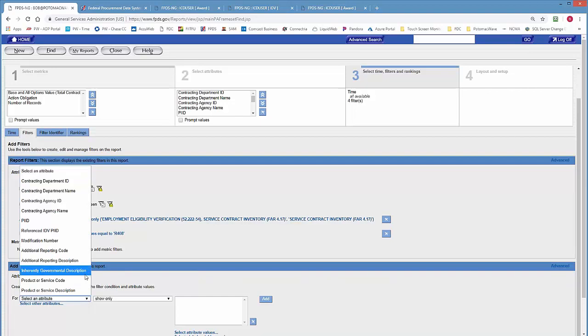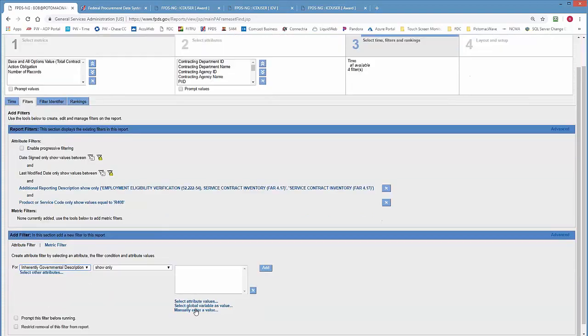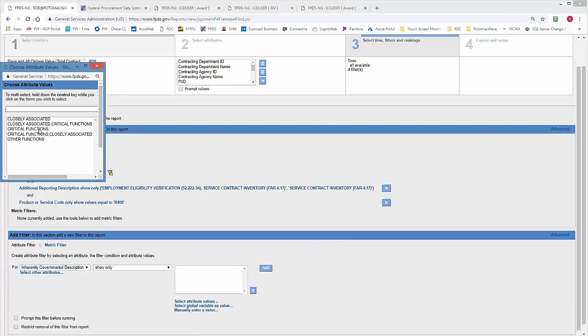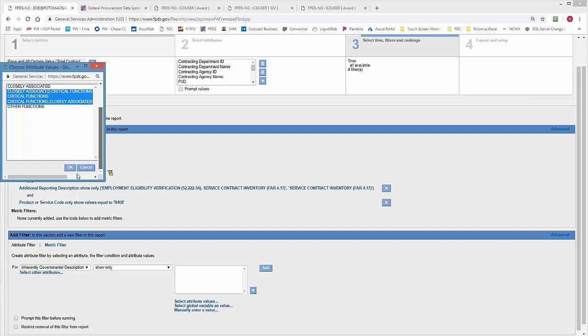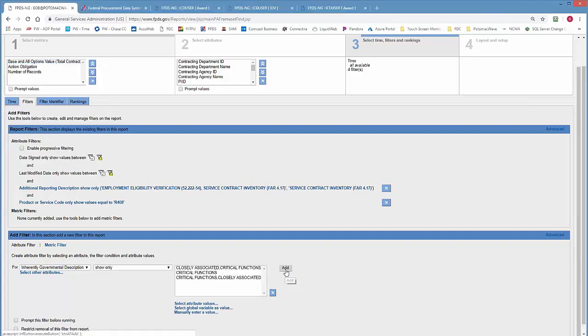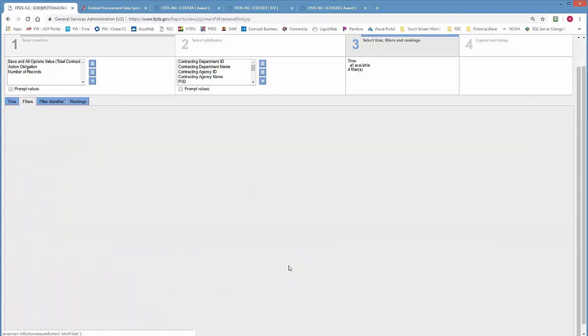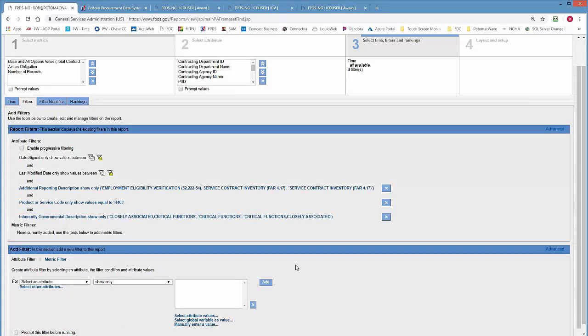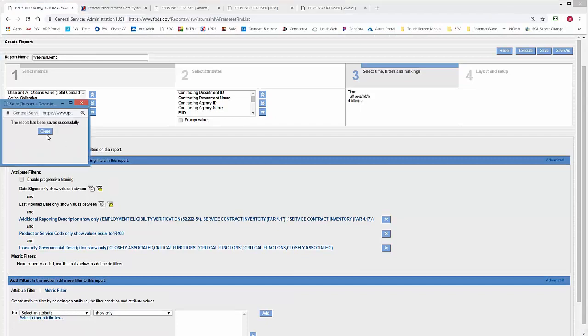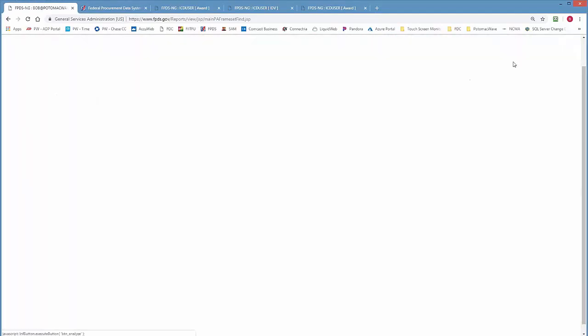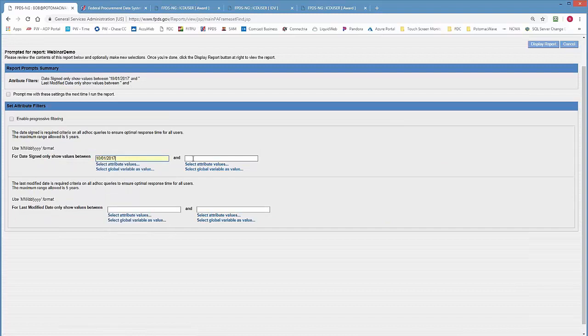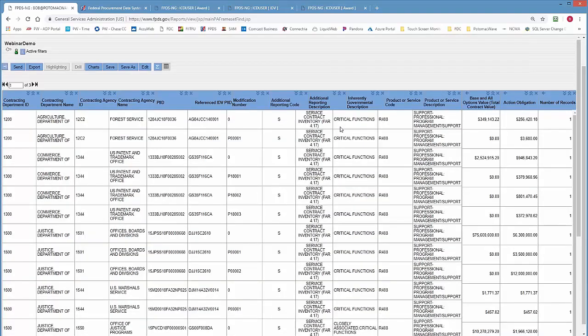So if I do inherently governmental functions, show only, and I pick these two, so only pull out critical. And this is what I didn't do. You can't just run it. You've got to hit this add. And now I save it. Now it's going to pull out awards that have the SCI reporting designation and are designated critical.